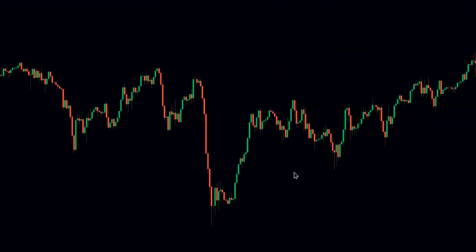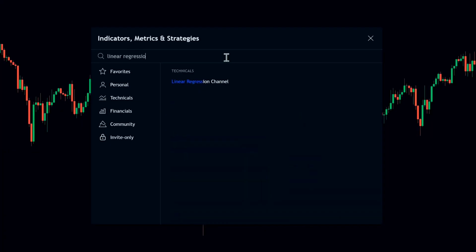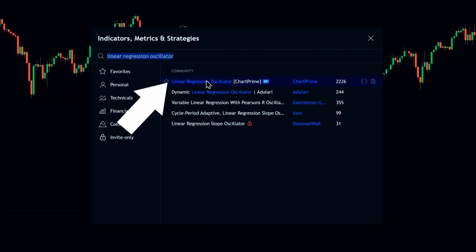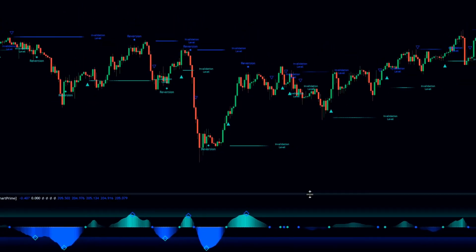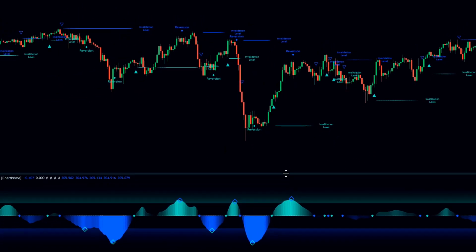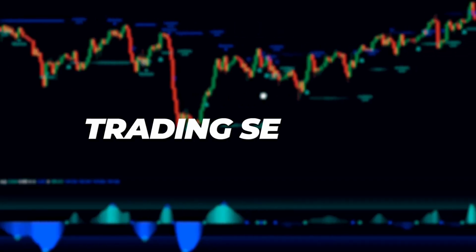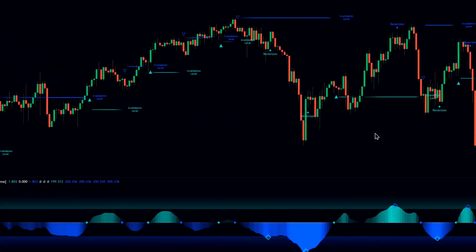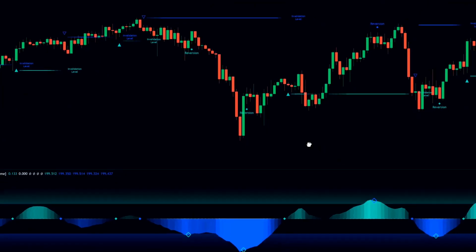You just need to head over to TradingView, open up the indicator search tab, and type in linear regression oscillator. You'll want to choose the one created by ChartPrime. Since this is just an indicator, not a complete strategy, you can apply it to any trading security and use it in any time frame. There are no restrictions there.